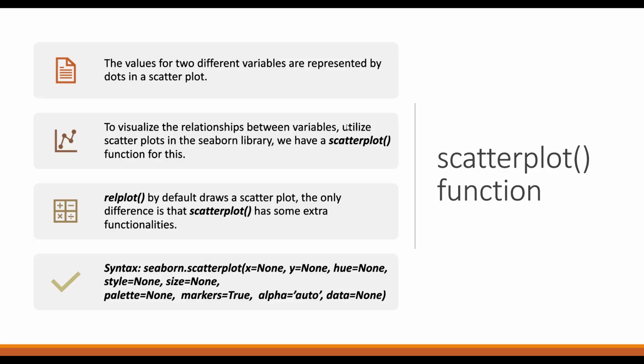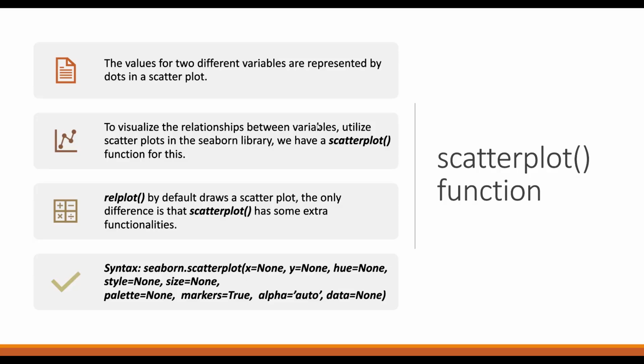And to visualize the relationship between these variables, we utilize the scatter plots, and in the Seaborn library, we have a scatter plot function. Basically, the relational plot function by default draws the scatter plot, but the only difference between the scatter plot function and the relational plot function is that the scatter plot function has some extra functionalities. So the syntax for this function is Seaborn dot scatterplot, and in parentheses we pass different parameters that we are going to use. The first two parameters are x and y. It represents the data location on the x and the y axis.